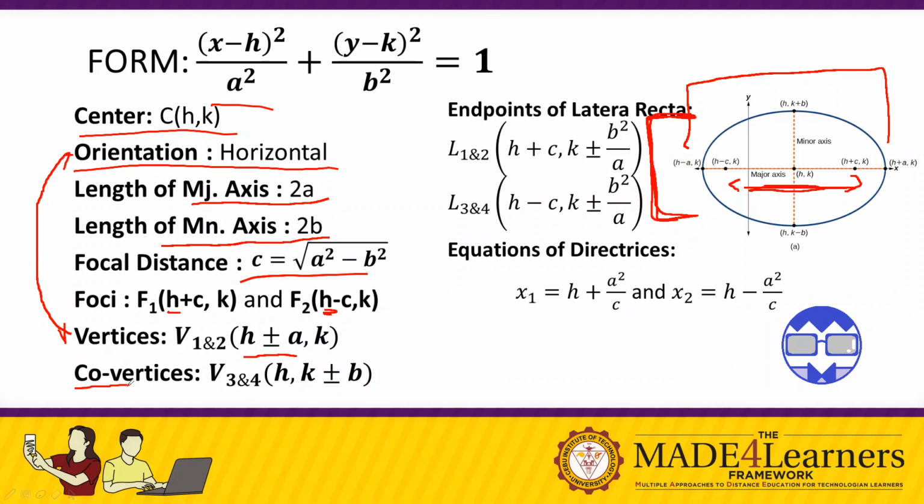And then for the co-vertices, the co-vertices always refer to the minor axis. The movement in the minor axis refers to b, so we add or subtract b. If you look at the graph here, the distance here is actually b. So plus b, minus b. That's the co-vertices. We have this notation: v1 and v2 is for the vertices, v3 and v4 is for the co-vertices.